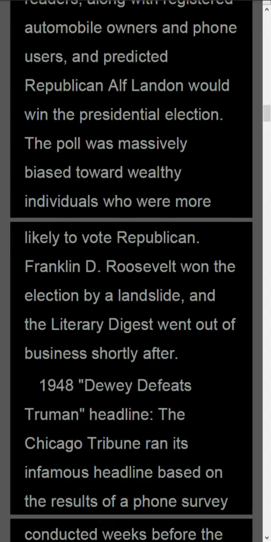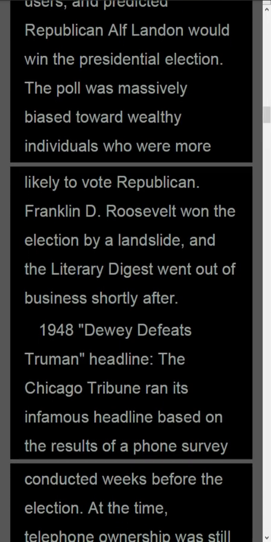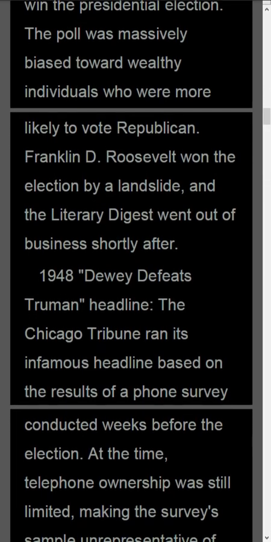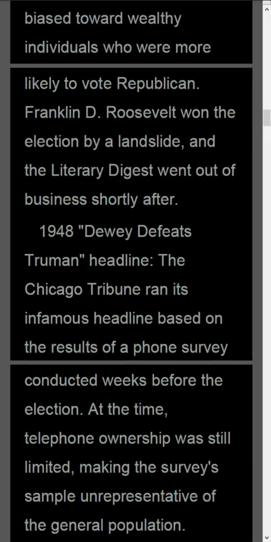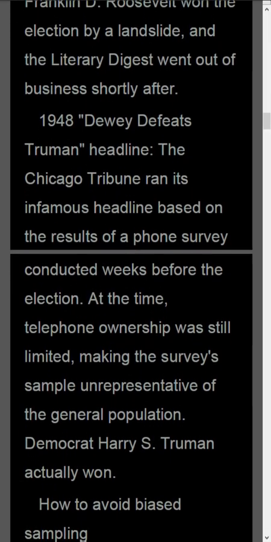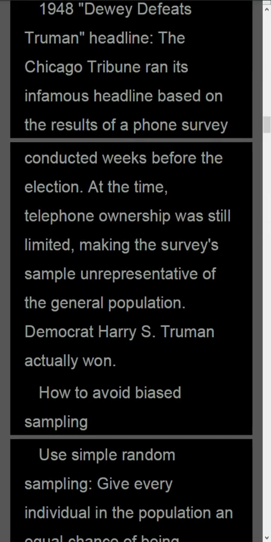1948 Dewey defeats Truman headline. The Chicago Tribune ran its infamous headline based on the results of a phone survey conducted weeks before the election. At the time, telephone ownership was still limited, making the survey's sample unrepresentative of the general population. Democrat Harry S. Truman actually won.